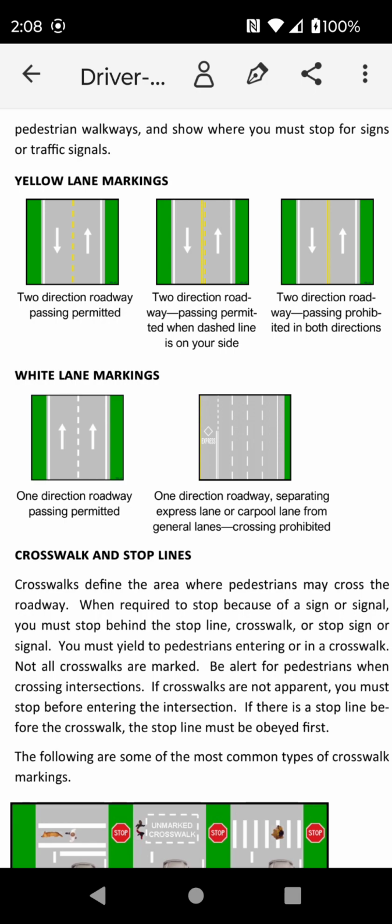Now, let's talk about these white lane markings. That was a weird breathing, huh? Did I freak you out? I freaked me out too.